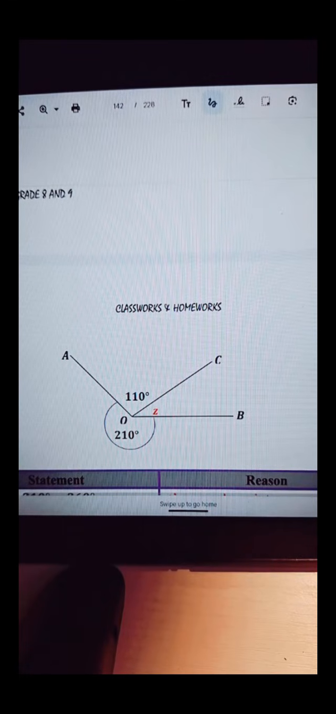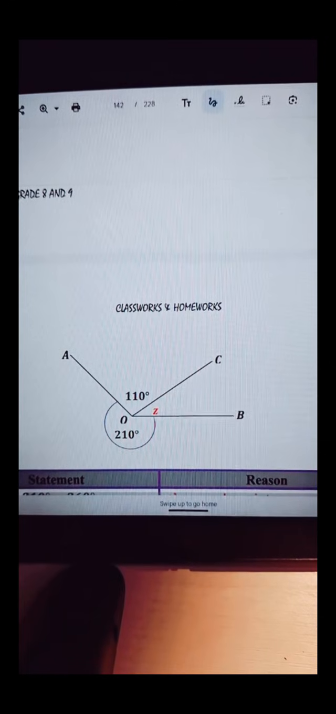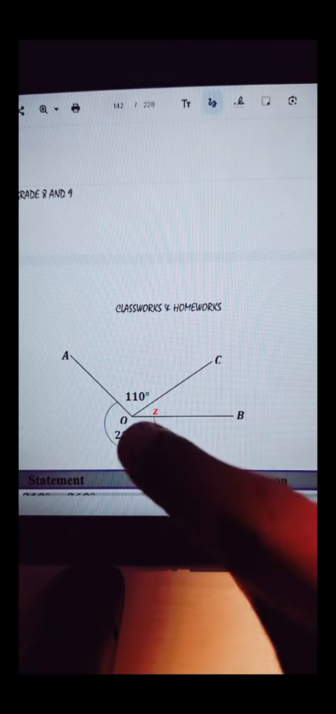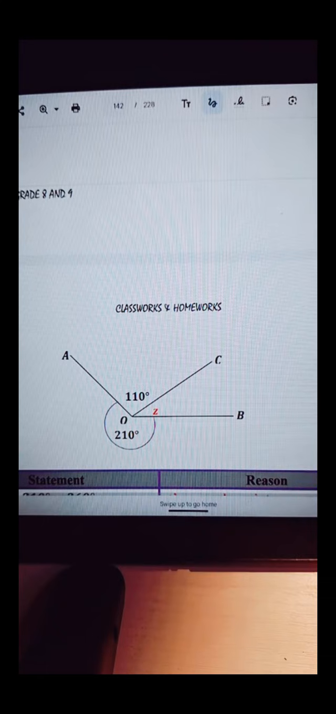For what grade? Technical science, what grade? Technical science 40. Yes, Z is equal to 40. Preland, very good. Salvation as well. Okay. Salvation and Preland. Final answer Z is equal to 40. Because 210 plus 110 gives you 320. 320 plus what gives you 360? That means Z is 40. It's as simple as that.